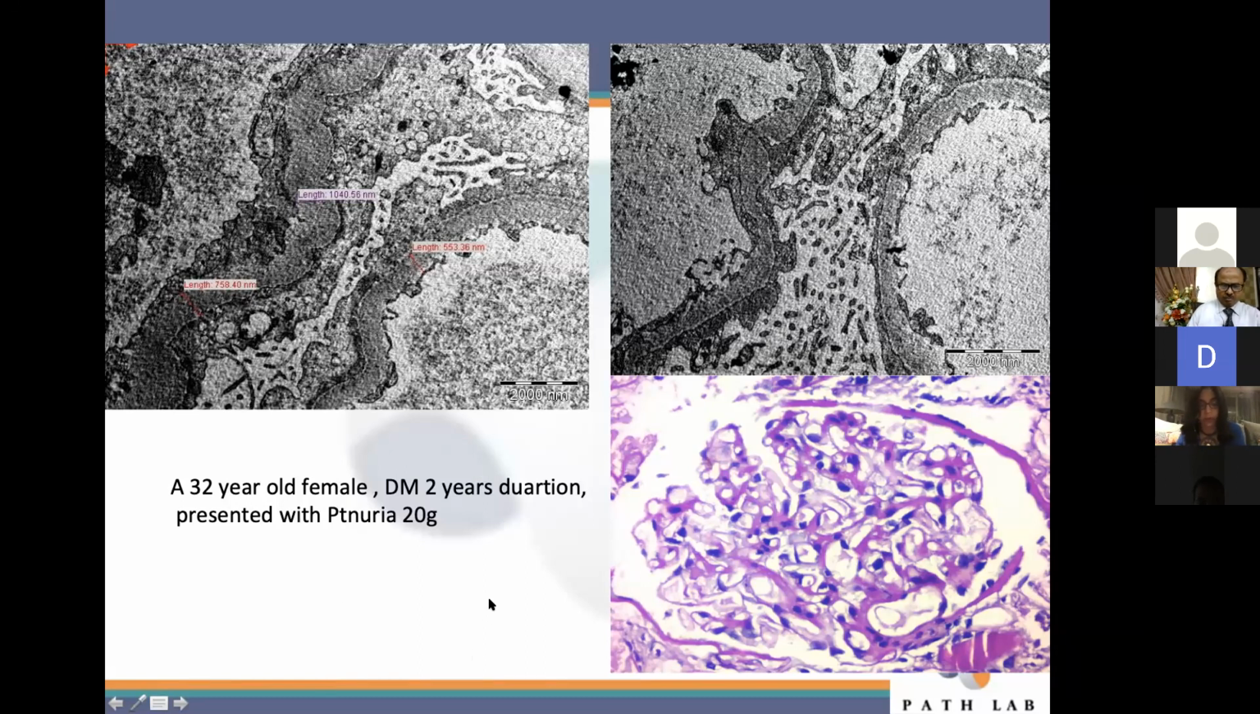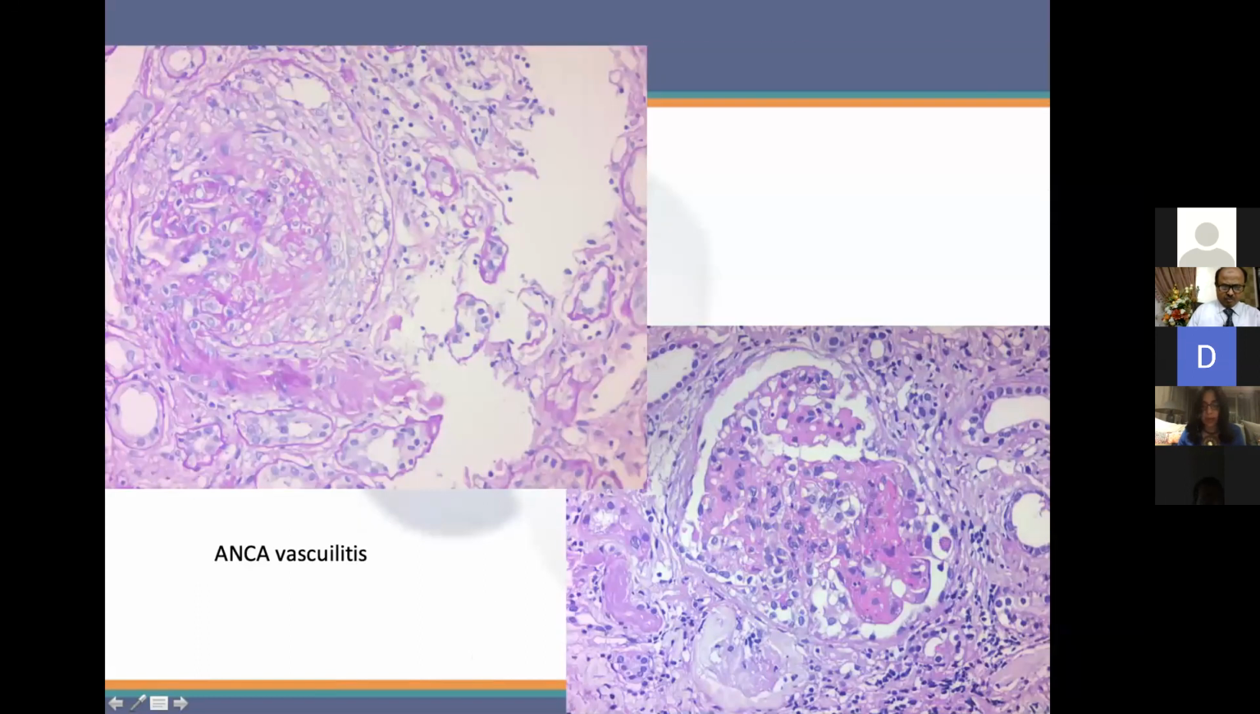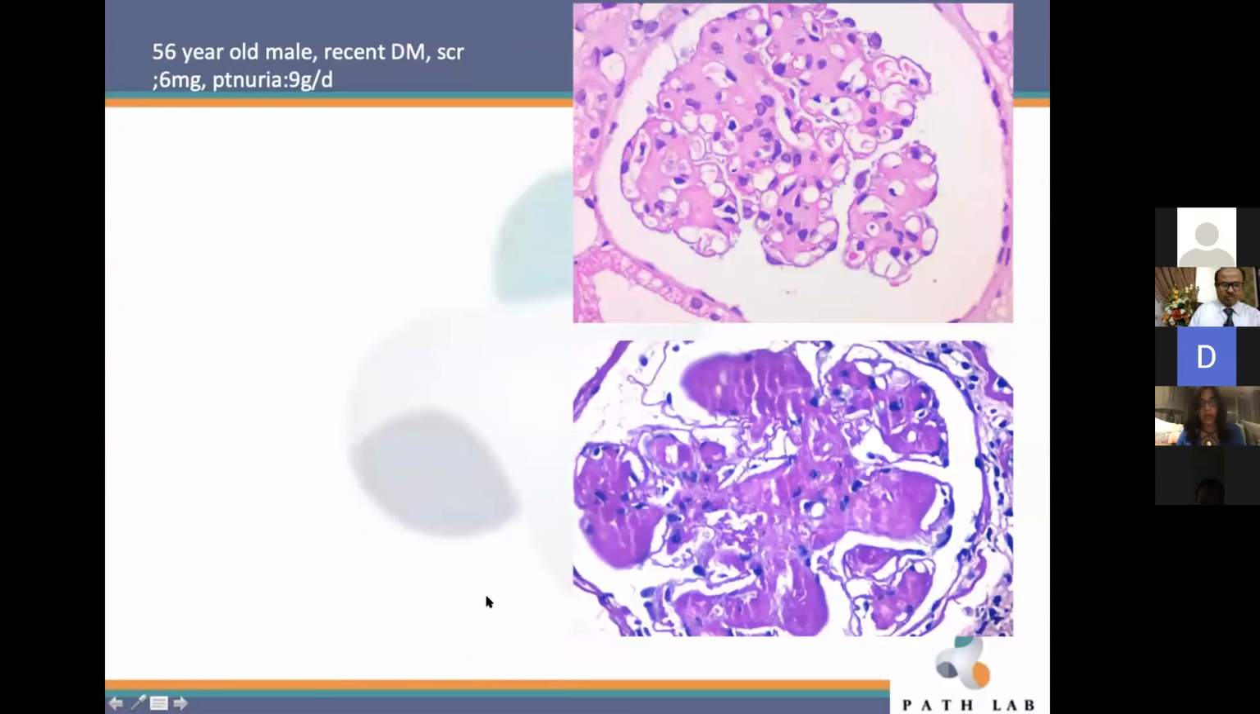We were not hopeful. This is a patient with ANCA vasculitis. Again, she was diabetic for more than 10 years, and she presented with ANCA vasculitis. This was also an interesting patient. Now, this is a patient who is 56 years old, and he actually had recent diabetes, but we received the request with long-standing diabetes.